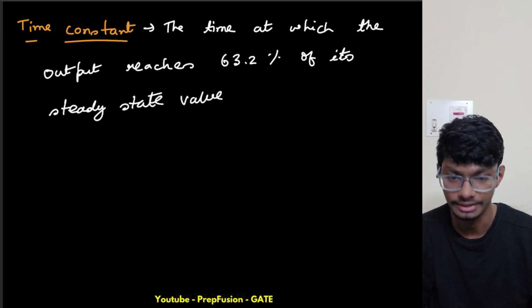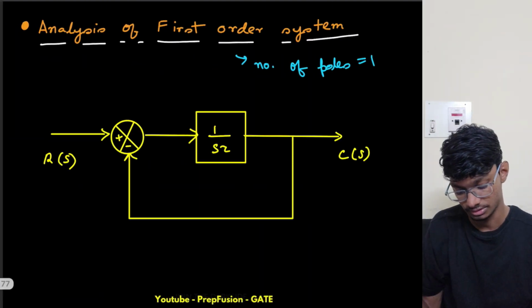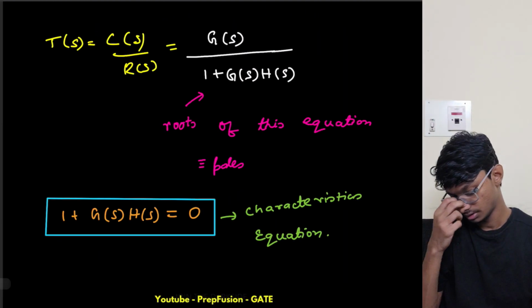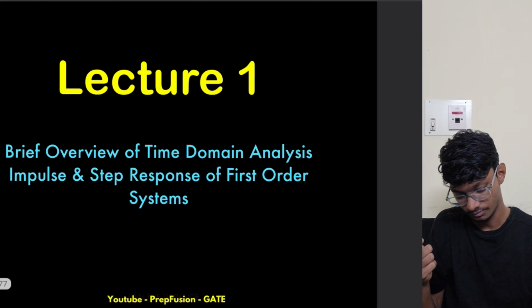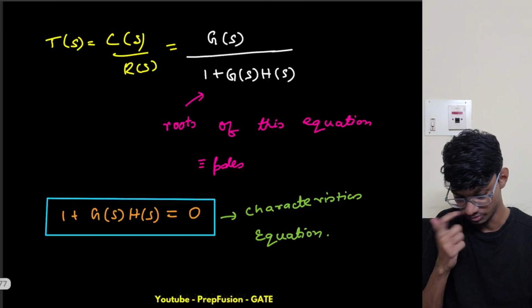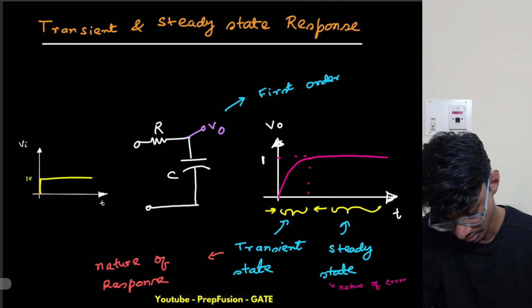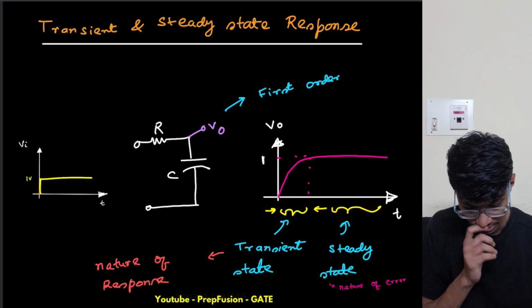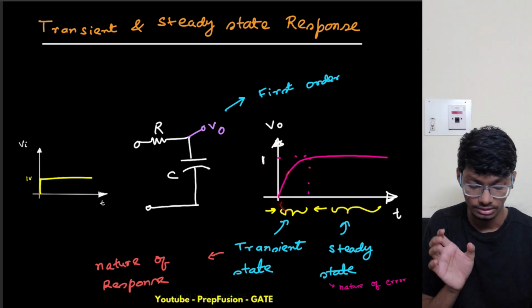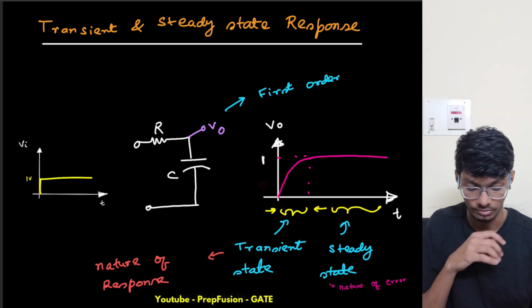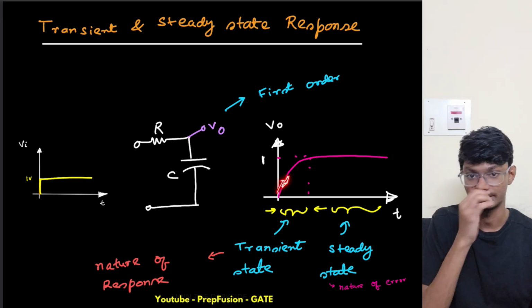Steady state means at t equals to infinity, like this one, right? This was the first order circuit, like the first order RC. We didn't yet solve the RC. So here, the time constant is the time at which it reaches 0.632. That is known as the time constant.